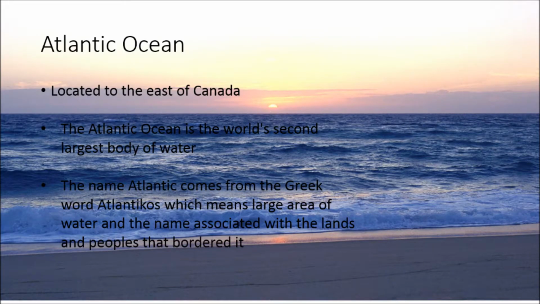And lastly, we have the Atlantic Ocean. The Atlantic Ocean is located east of Canada. The Atlantic Ocean is the world's second largest body of water. The name Atlantic comes from the Greek word Atlantikos, meaning large area of water, and the name associates with the lands and peoples that border it.